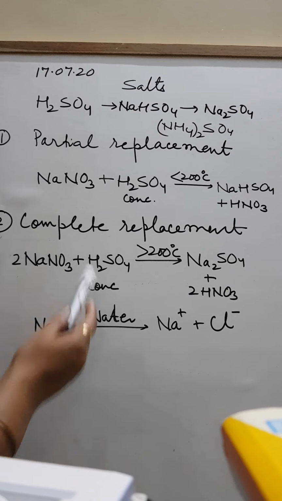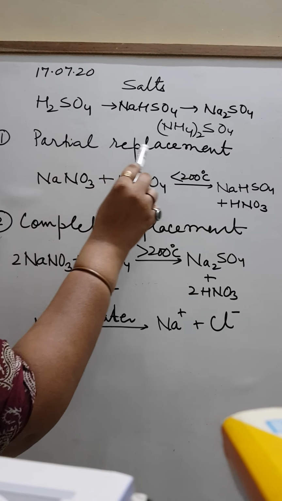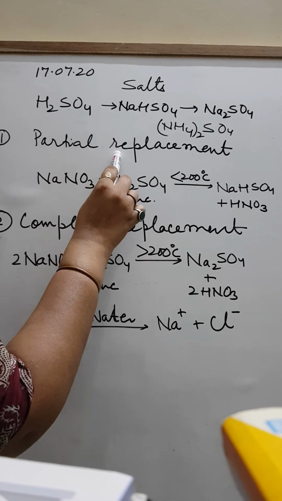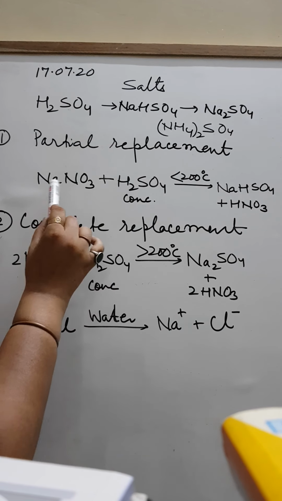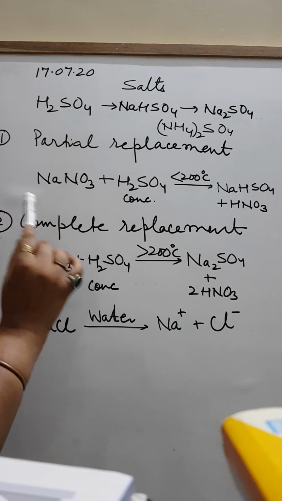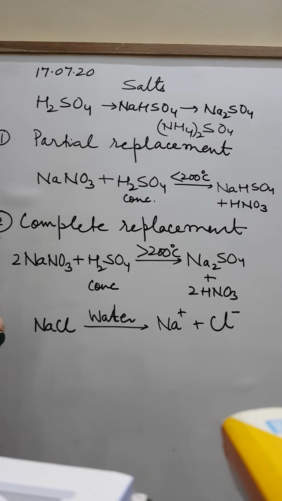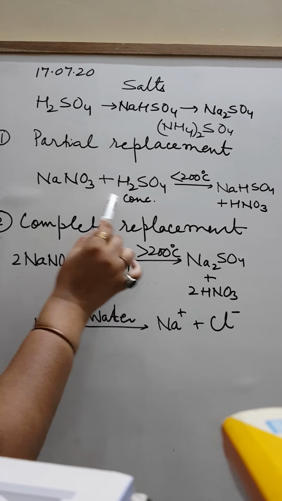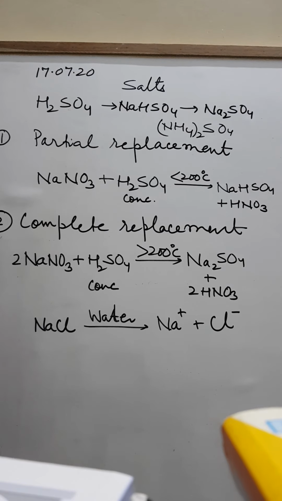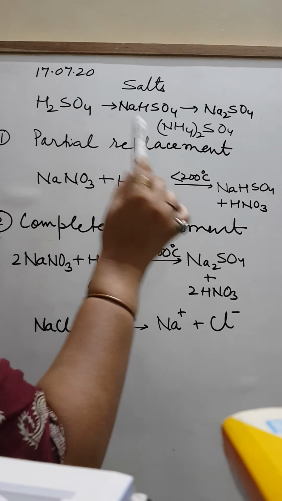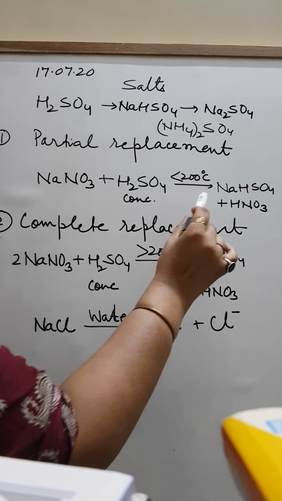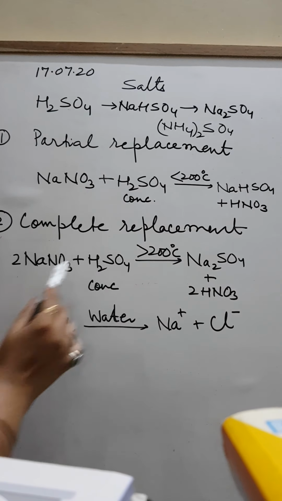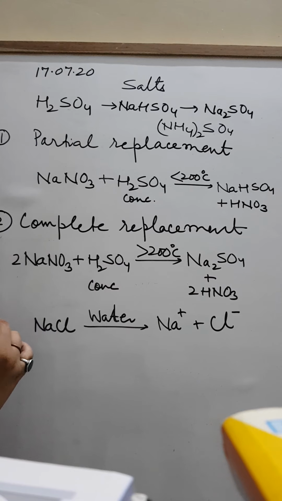Now see, children, I said partial or complete replacement. Partial replacement or complete replacement. So let us see partial replacement. Suppose I had this salt NaNO3 and I had sulfuric acid. I reacted sulfuric acid with NaNO3. It could have been NaOH also, no problem. I took this example, and the book has also given this example with some reason. You got NaHSO4 and HNO3. One H is still there.